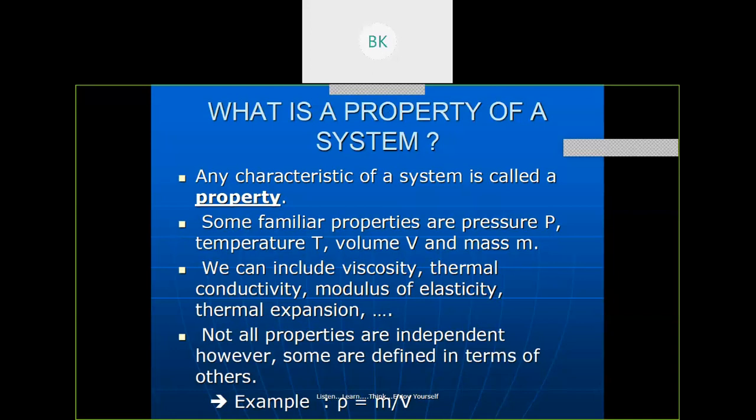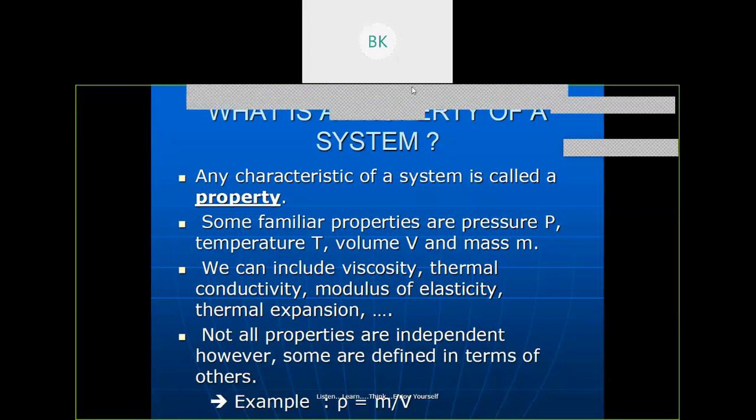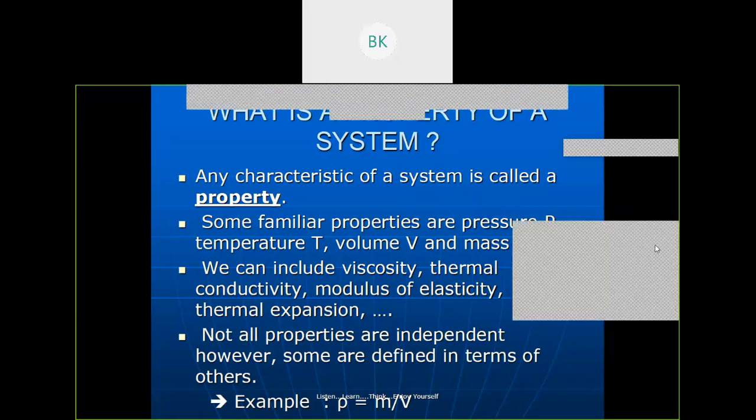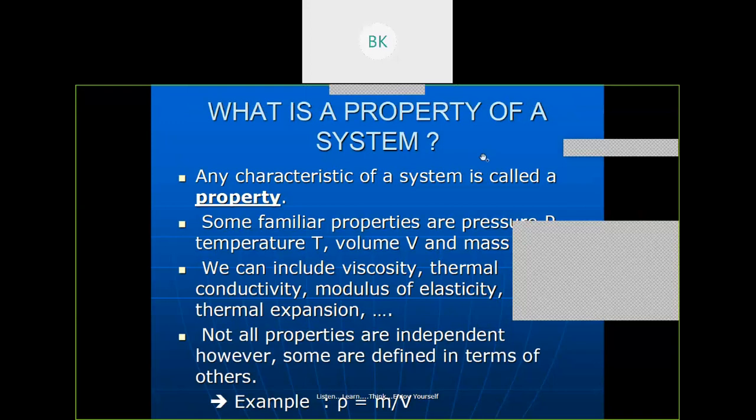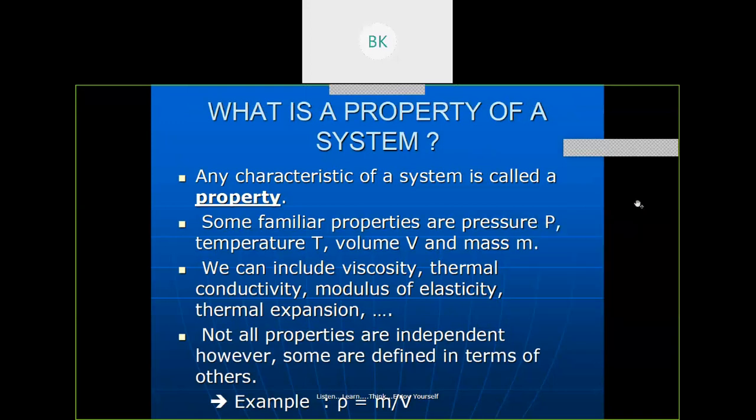Apart from that, you can add viscosity, thermal conductivity, modulus of elasticity and thermal expansion. These are additional parameters, but when we basically describe any system, we focus on the first four: pressure, temperature, volume and mass. That is why we have the ideal gas equation, PV = mRT.